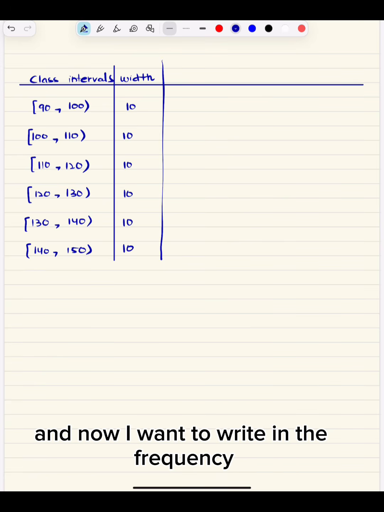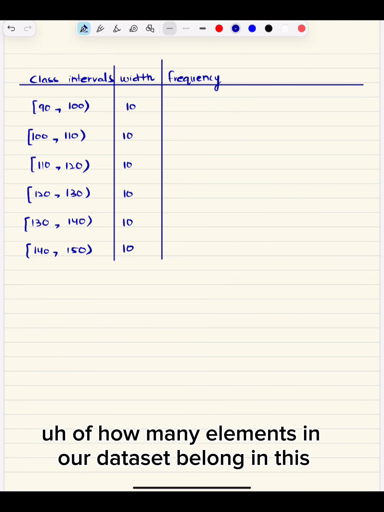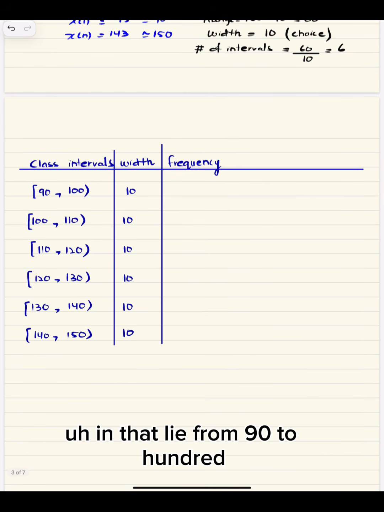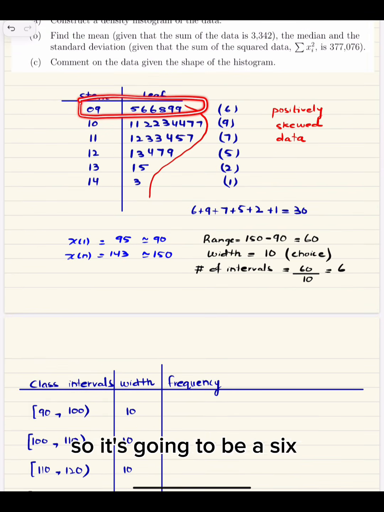And now I want to write in the frequency, or basically the count of how many elements in our data set belong in each interval. So I'm searching for elements that lie from 90 to 100. As you can see, this is the range. So it's going to be a 6.